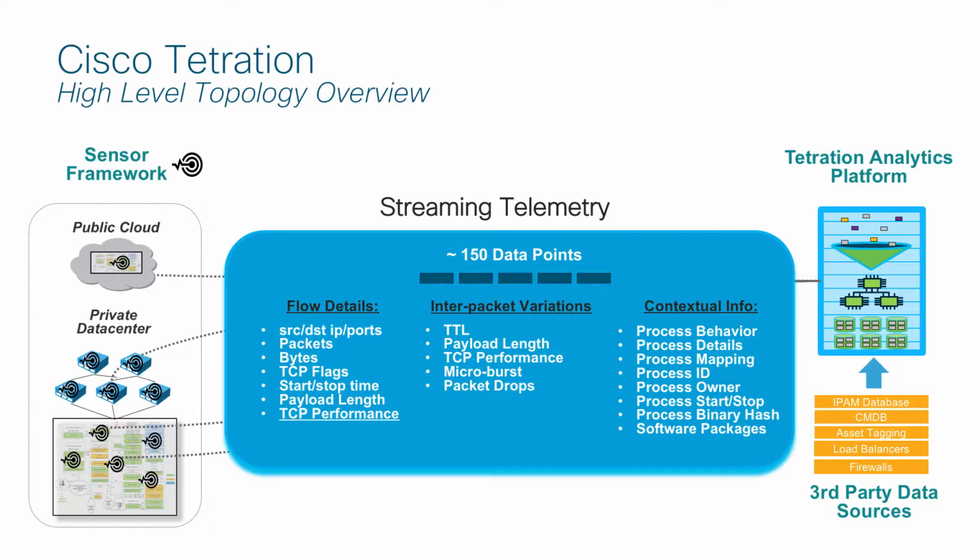Let's get started. If you're familiar with Cisco Tetration, then you already know that at its core, Cisco Tetration provides 100% visibility into every packet of every flow inside the data center through the use of a sensor framework. The sensor framework consists of various types of sensors or agents whose primary job is to collect and stream telemetry back to the analytics cluster for analysis.